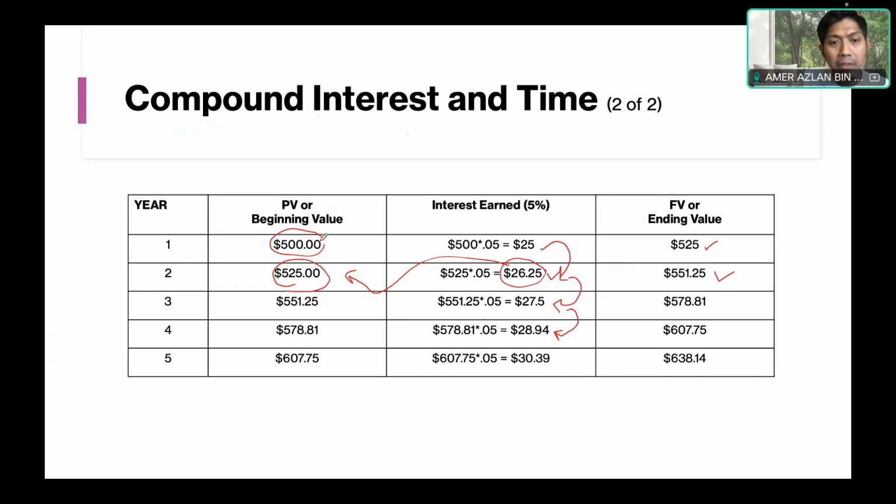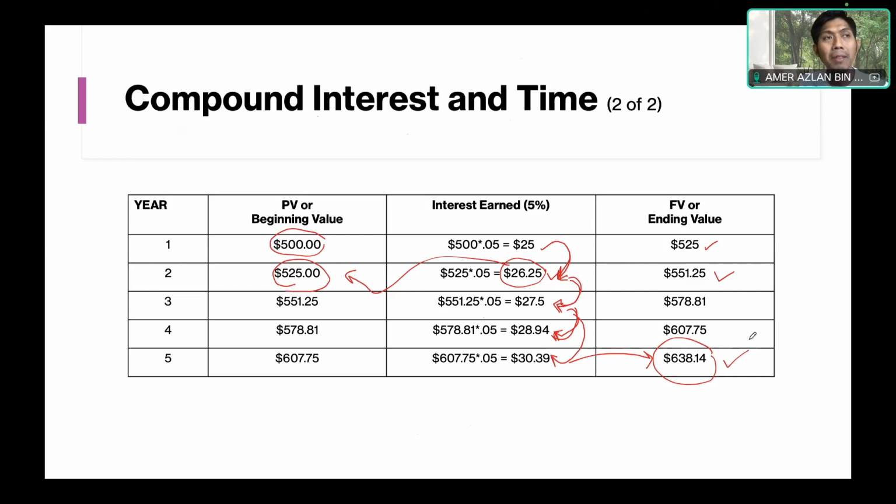So if you leave the money there, the 500, without withdrawing it, just leave it there, then you would see the effect of compound interest like this. This is where the money grows over time, and eventually, at the end of year 5, the money further grows up to $638.14. The effect of compound interest.